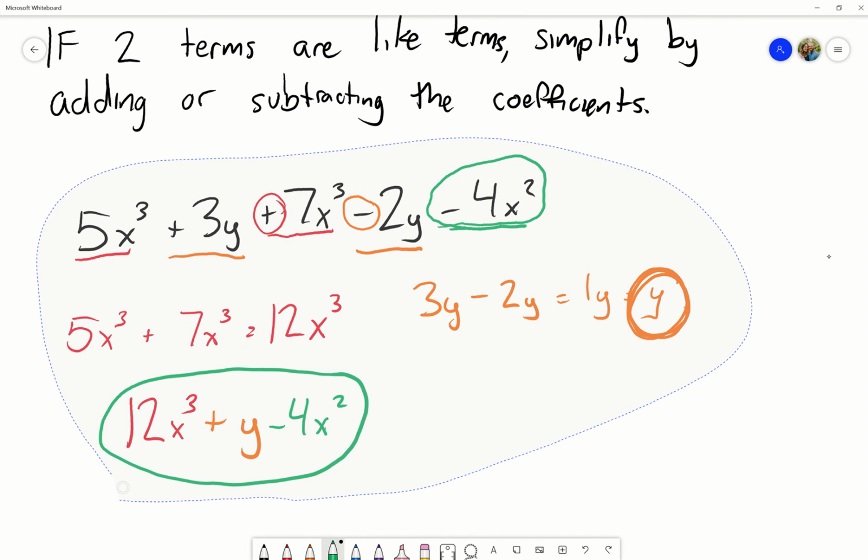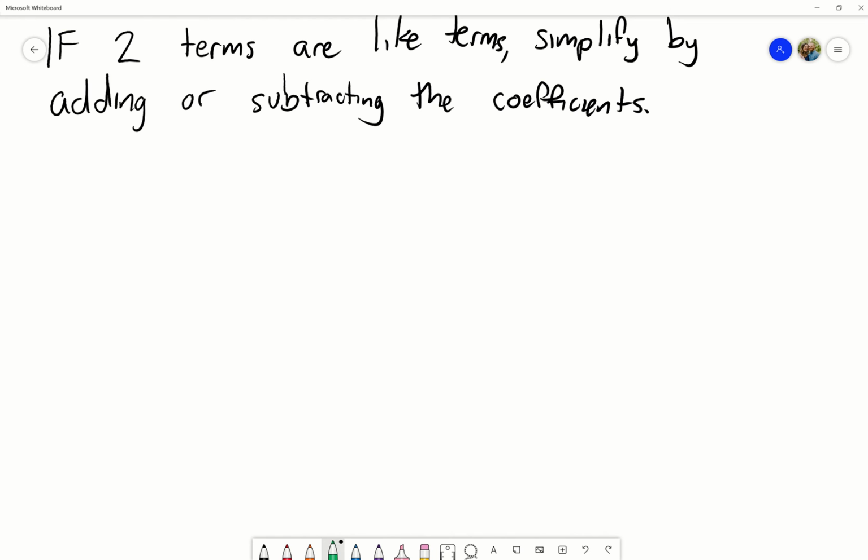All right, let's try one more. One more that we like here. All right, let's say we have 2 times a plus 2a squared plus b. Let's say this is my equation here. Okay, and I want to simplify.